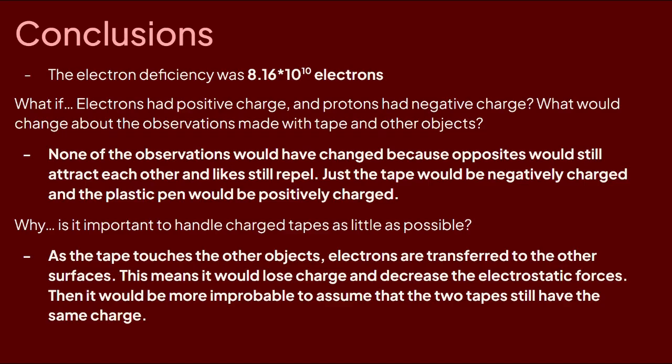What would change? So none of the observations would change because opposites would still attract each other and likes would still repel each other. Just this time, the tape would be negatively charged, and the plastic pen that we did in the beginning would have been positively charged. But other than that, the values of the distances should still be the same.